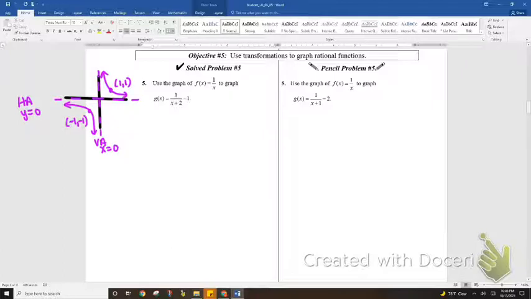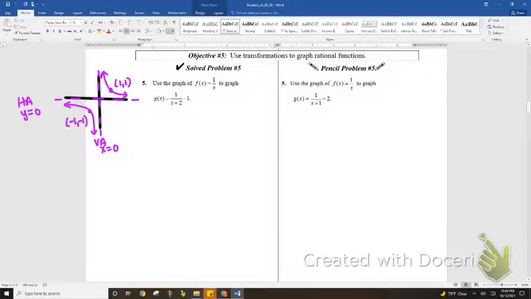Okay, so if it's 1 over x plus or minus a number, and then it can have plus or minus a number at the very end there, you can use those transformations to graph that. You're just going to shift those asymptotes as well as shift those 2 points that you've got in order to be able to regraph it, okay? So, let's look at 5 here.